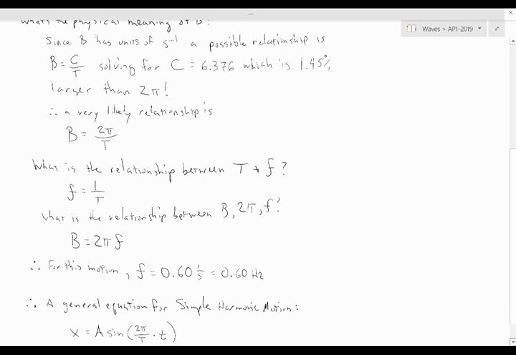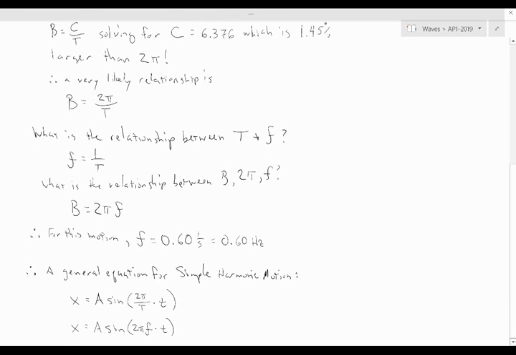So what we can conclude from this is a general equation that we can use for the position of the mass, or the end of the spring, if you like. The position, x, is going to be equal to the amplitude of the oscillation times the sine of 2 pi over the period times what time do you want to know where we are. Or another way to write it would be the amplitude times sine of 2 pi times the frequency times the time, t, when do you want to know where we are? There you have it.